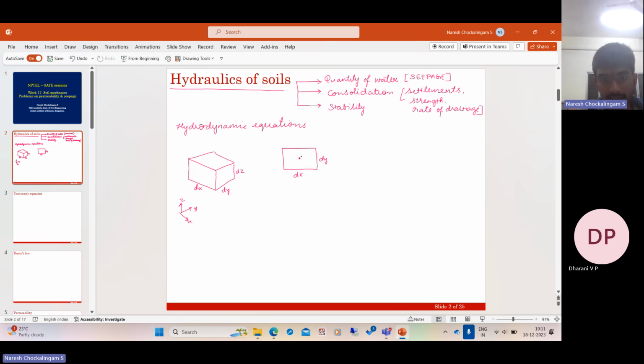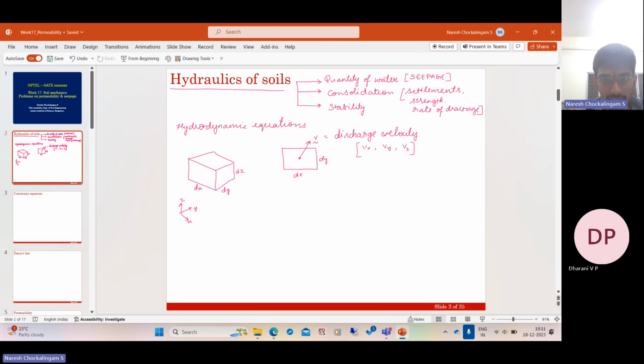At the center, we have velocity vector v, and this velocity vector is called the discharge velocity of the fluid through the soil. And what is the discharge velocity? We'll come to it. Since it is a vector, it has three components: Vx, Vy, and Vz.